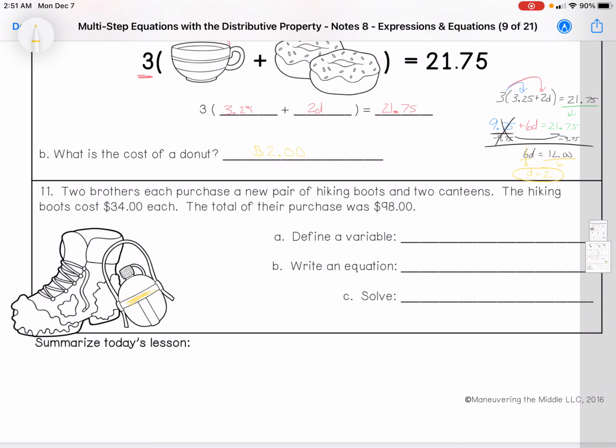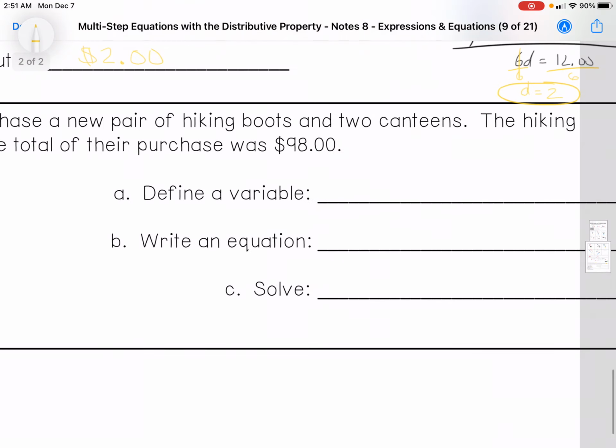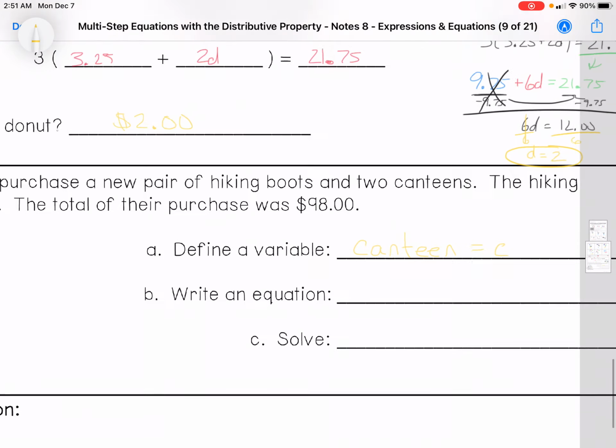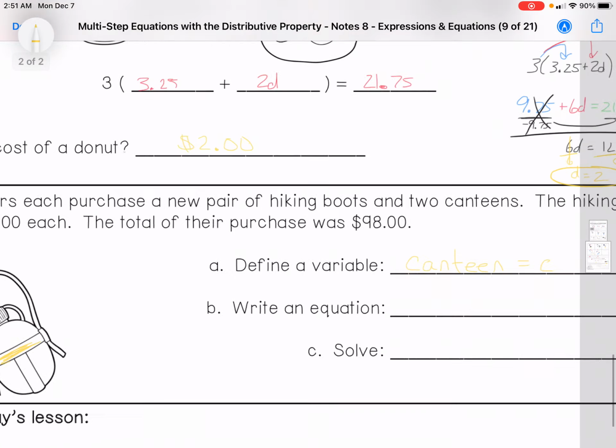So we're going to have to define the variable. What do we not know the cost of? The canteen. It told us the price of the boot, but it didn't tell us the price of the canteen. Okay. And we can make it C. It don't matter. Make it X if you want. Who cares? Okay? So we know that two brothers, okay?